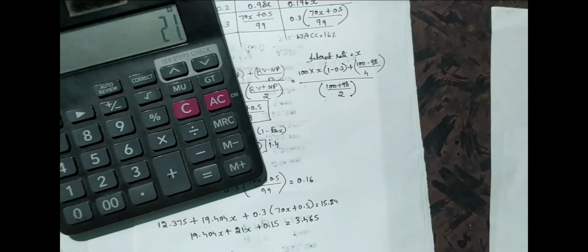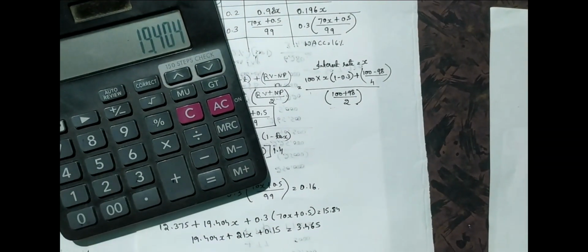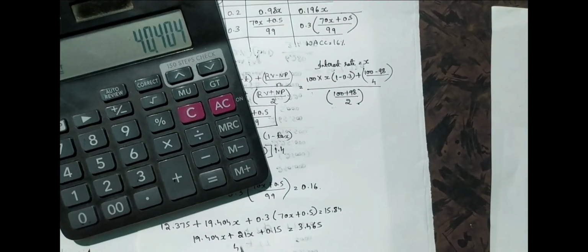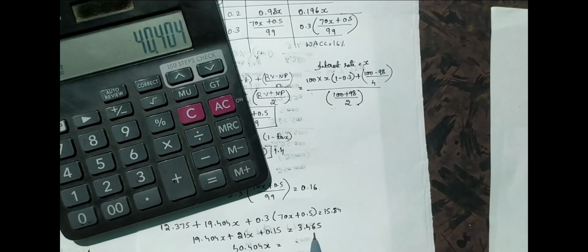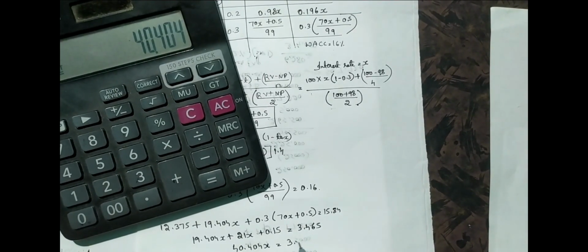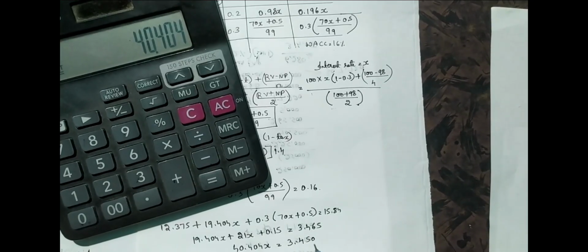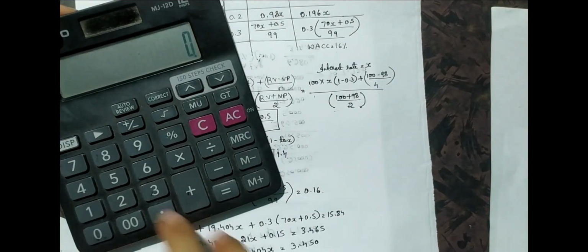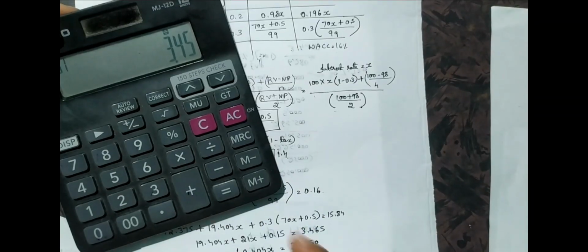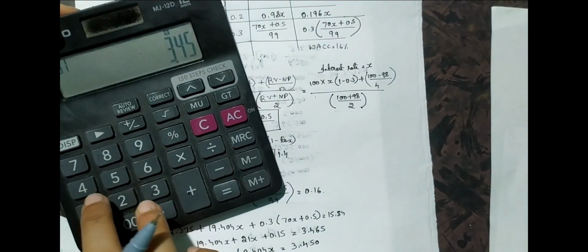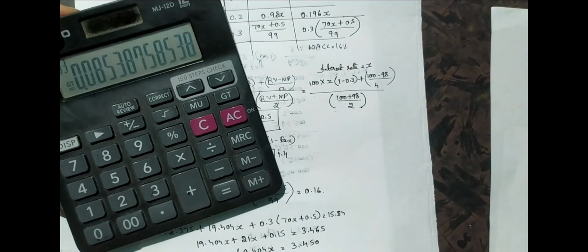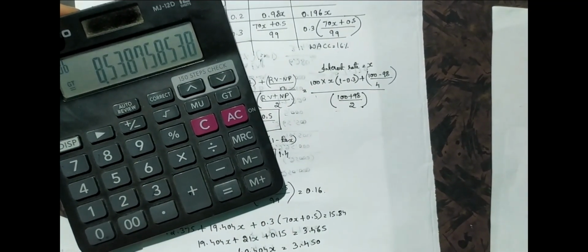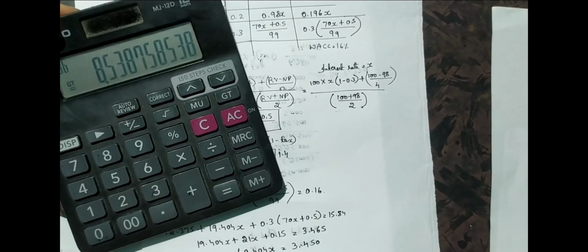So 21 plus 19.404, so this is 40.404x, which is equal to this minus, so this is going to be 3.450. So 3.450 upon 40.404, so x is equal to 8.538%.